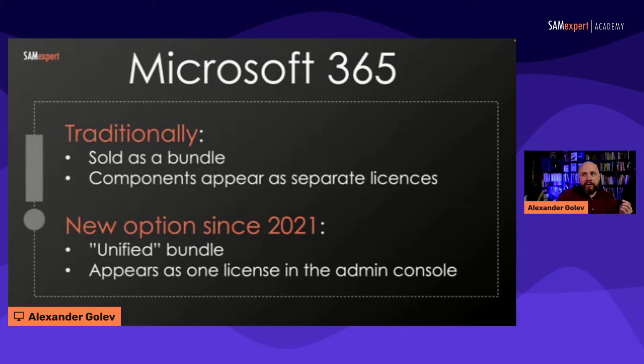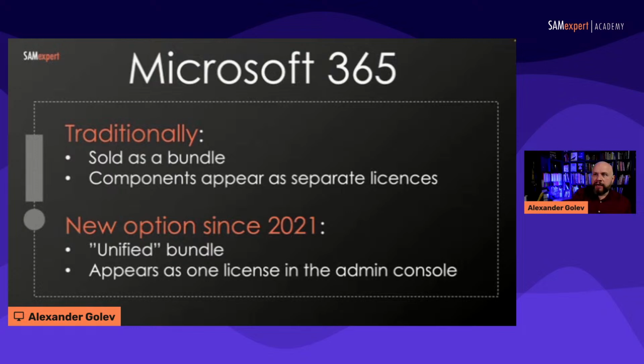Just bear with me. Traditionally, Microsoft 365 was always sold as bundles. So you place an order for a bundle, you buy a bundle, but the licenses that you would see in your admin portal would be split into single licenses. You buy a bundle, you log into your portal, and you see a whole list of products and apps and licenses. That's how it was traditionally sold.